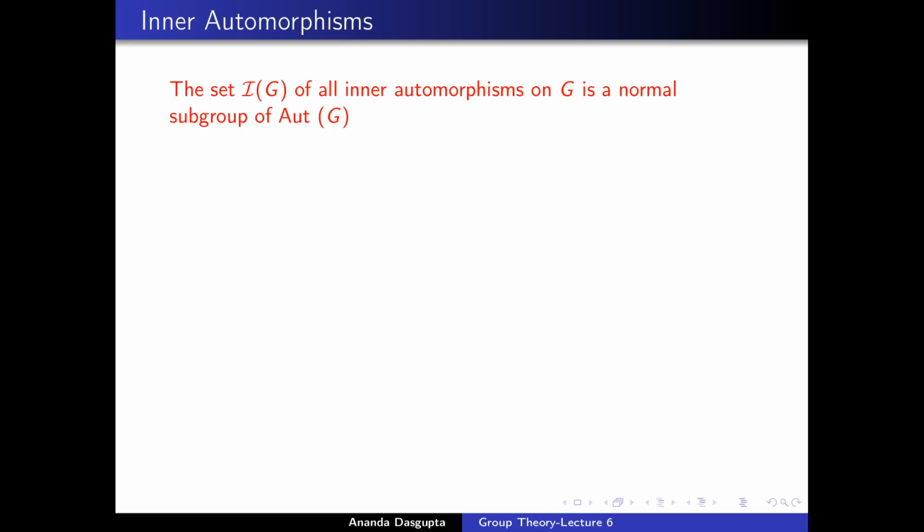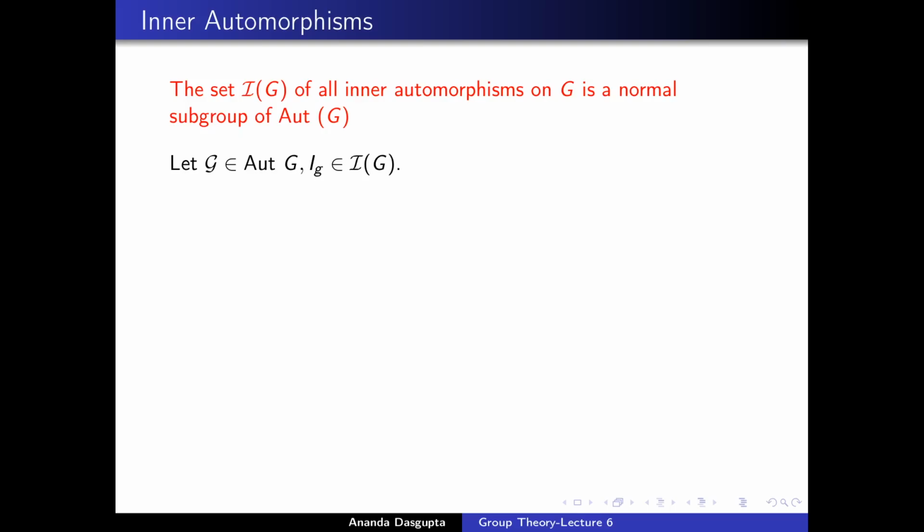What we are claiming here is that not only is it a subgroup, it is a normal subgroup of Aut G. To see this, let us do the following. We will start with any arbitrary element curly G from Aut G and pick any I_g, any inner automorphism which is in curly I of G.